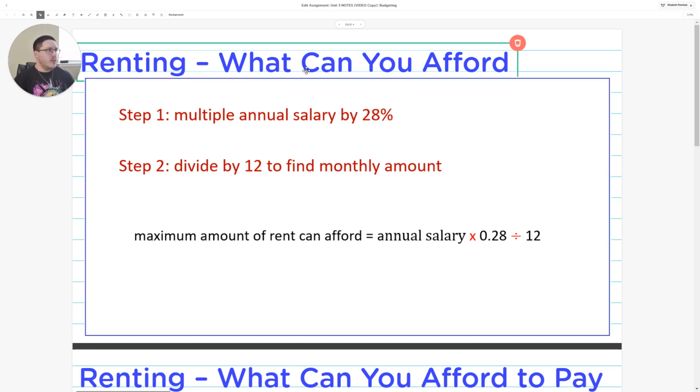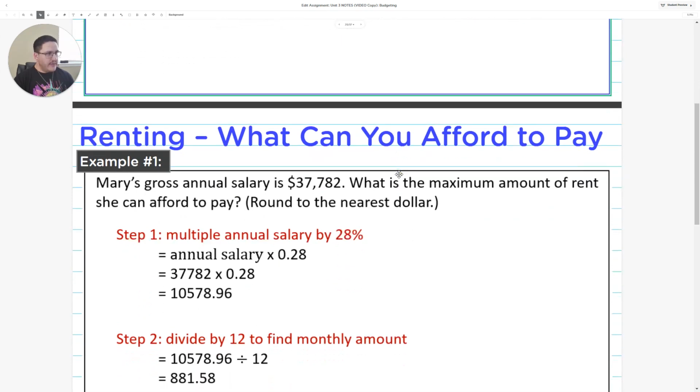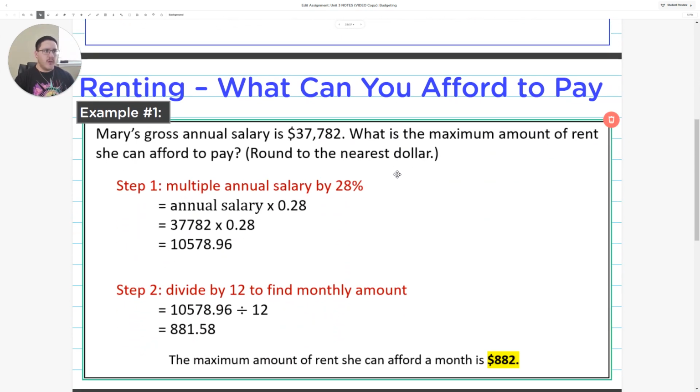So, renting what you can afford. Step 1, we're going to multiply our annual salary by 28%. And step 2, divide by 12 to figure out the monthly amount needed to rent. So, again, in this scenario we're using the rule of thumb for renting, and we're trying to figure out, based on our salary, what would be an appropriate monthly amount to rent.